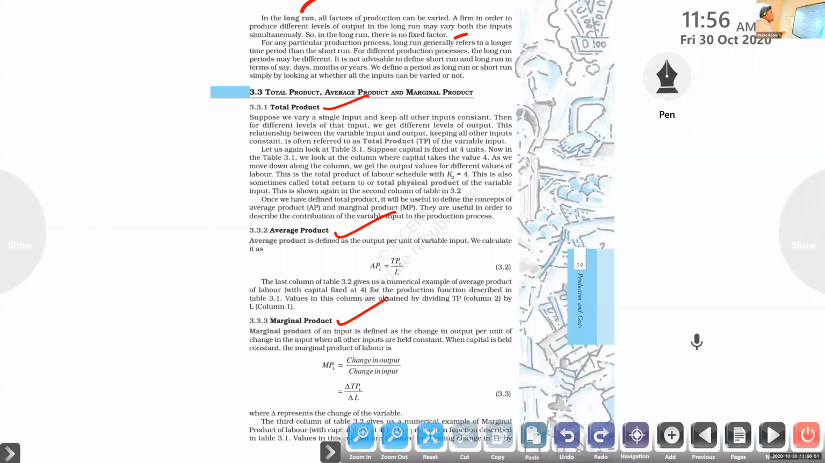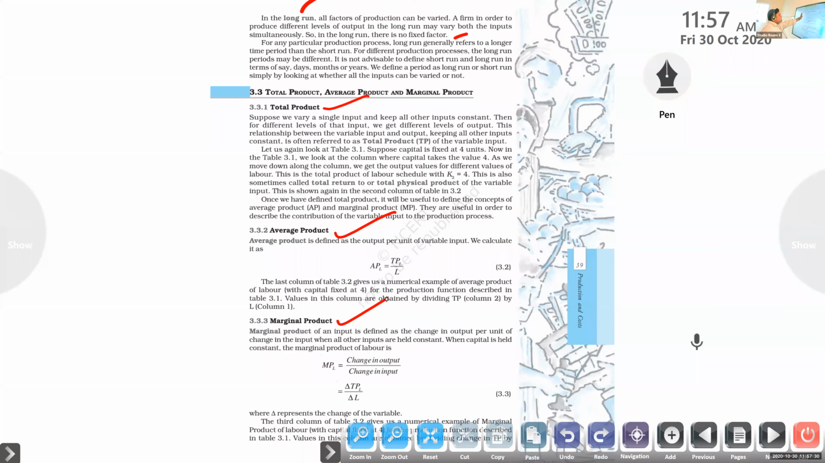Already we studied that. Suppose we vary a single input and keep all the other inputs constant. Then for different levels of the input, we get different levels of output. If you are making changes in the input, definitely it will be reflected in the output also, right or not? More input, more output. That's common sense; you don't need to think anything extra. If your input is reducing, output also will reduce. Just keep that in your mind.